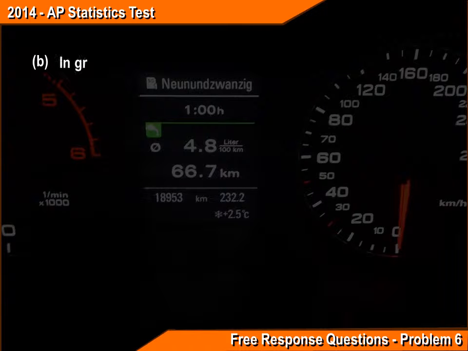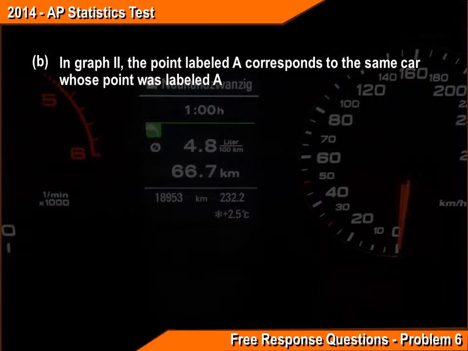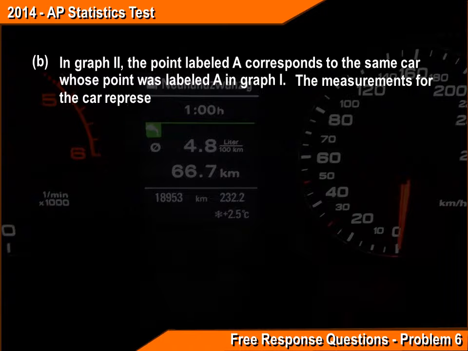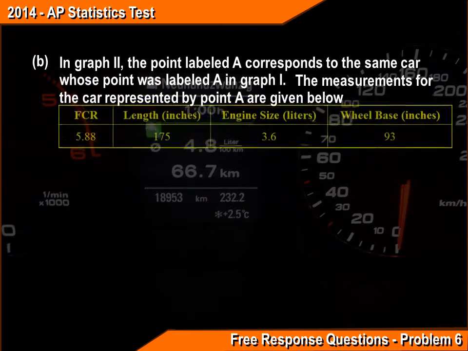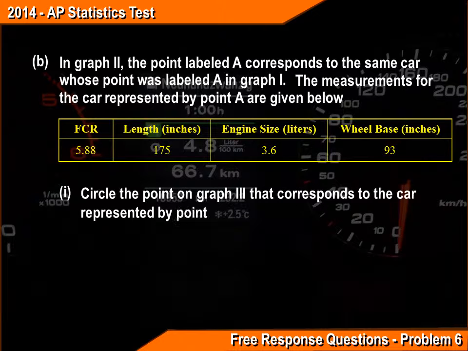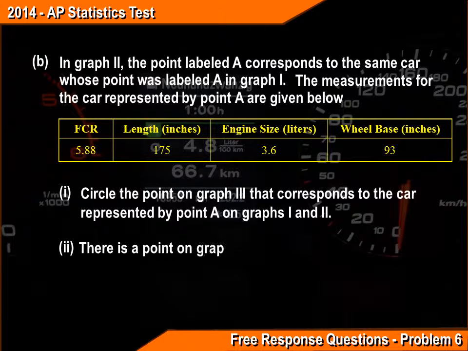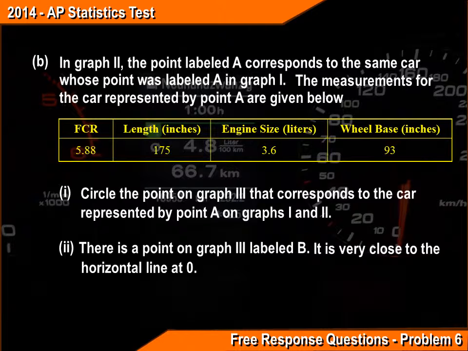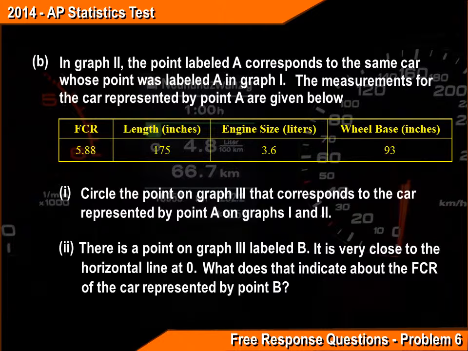B. In graph 2, the point labeled A corresponds to the same car whose point was labeled A in graph 1. The measurements for the car represented by point A are given below. I. Circle the point on graph 3 that corresponds to the car represented by point A on graphs 1 and 2. II. There is a point on graph 3 labeled B. It is very close to the horizontal line at 0. What does that indicate about the FCR of the car represented by point B?